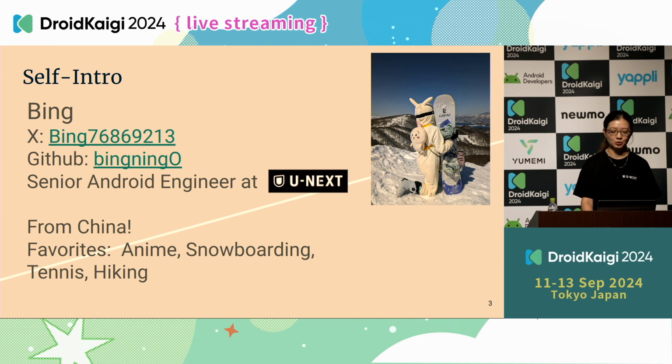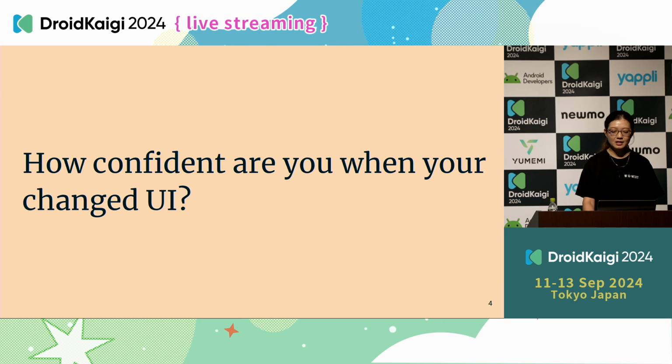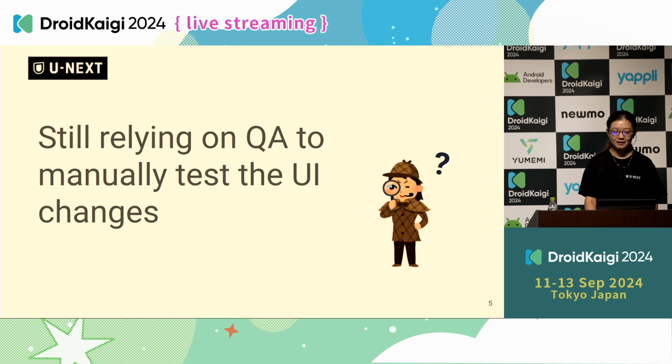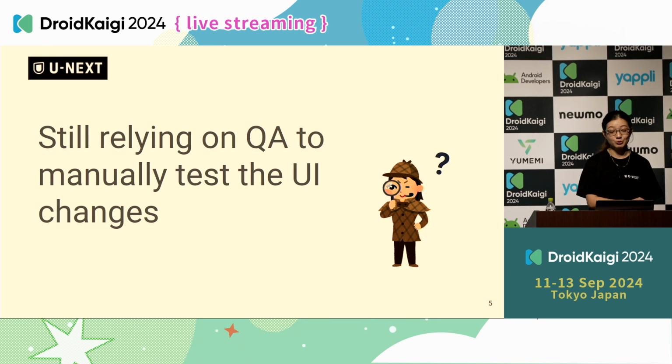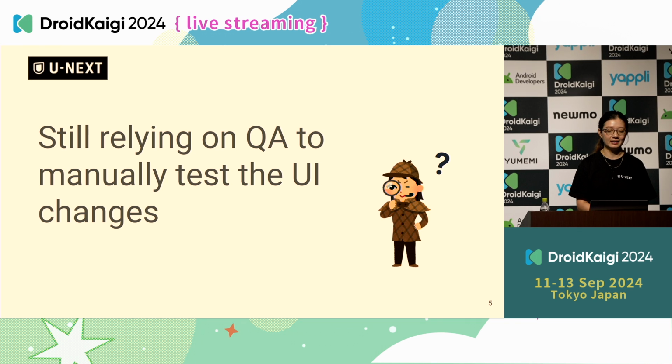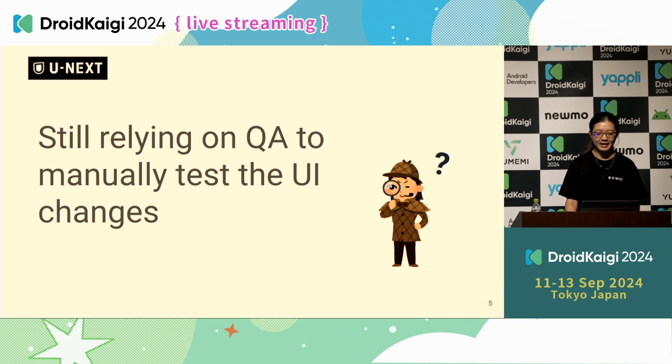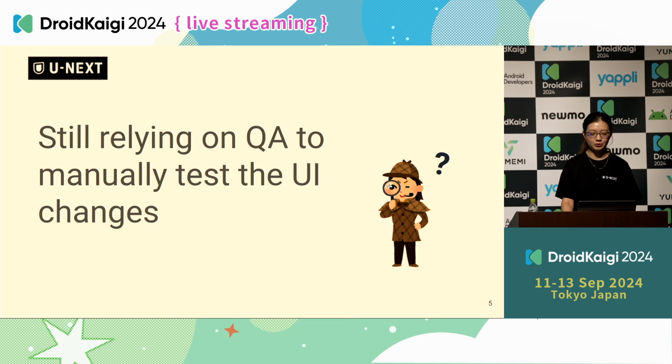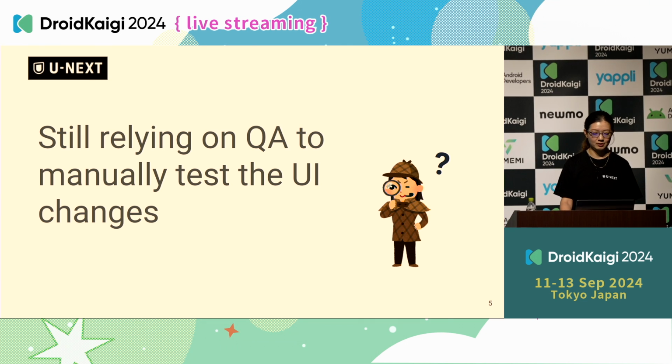Then let's get started with the main topic of today's presentation. Let's start with a simple question. How confident are you with your changed UI? Actually, in Unix, we were not that confident. Although we have unit tests, instrumentation tests, and other tests, we still rely heavily on the QA team to manually test UI changes, which can be time-consuming, repetitive, and prone to human errors, of course.